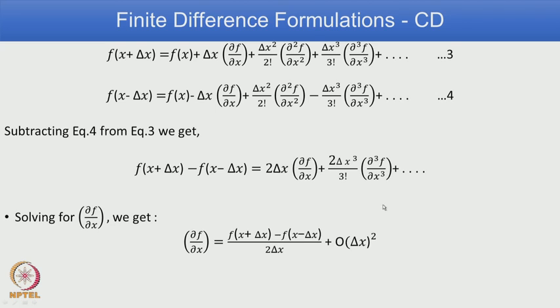So, if you write down ∂f/∂x = [f(x+Δx) − f(x−Δx)] / 2Δx, and here it is Δx to the power of 3, and this Δx here, when it is divided, the power gets reduced by 1. So, it is of the order Δx squared. In i form it is written here: ∂f/∂x = [f(i+1) − f(i−1)] / 2Δx, and order of Δx squared.